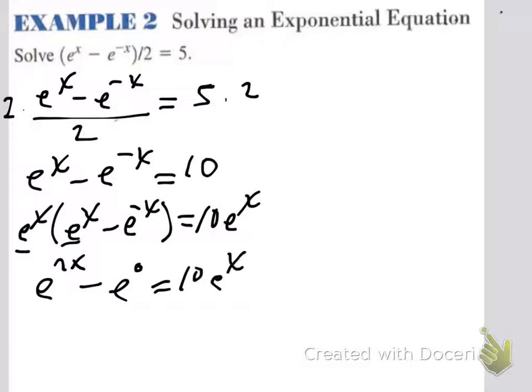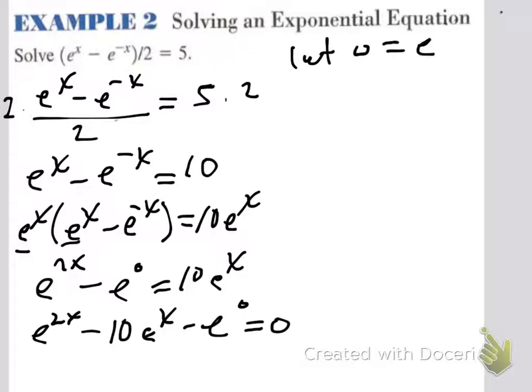equals 10e to the x. Alright, and now I'm going to take this 10e to the x and move it onto the left hand side of the equation. Let's write this in better order. So e to the 2x minus 10e to the x minus e to the 0 equals 0. Okay, so that looks good. Now, the second trick is going to be letting w equal e to the x here.